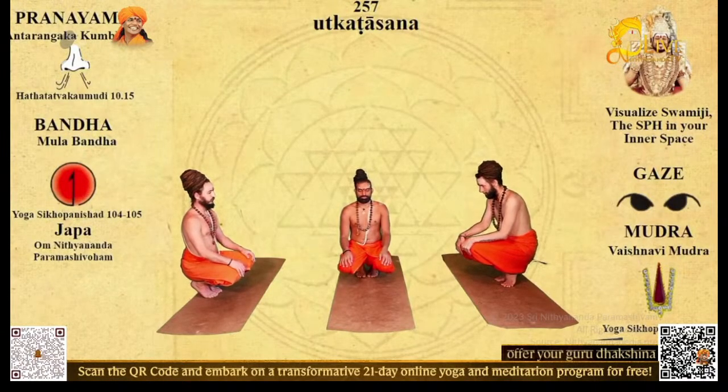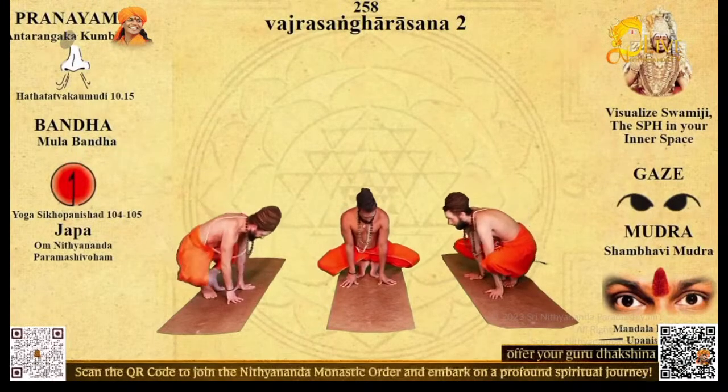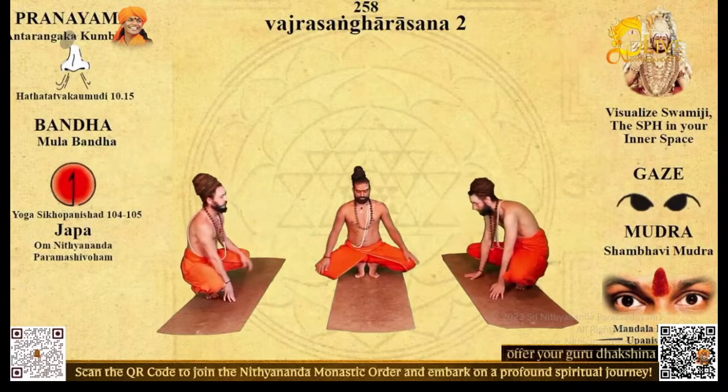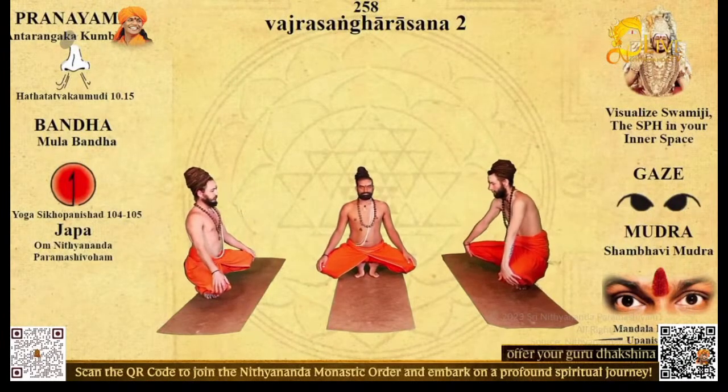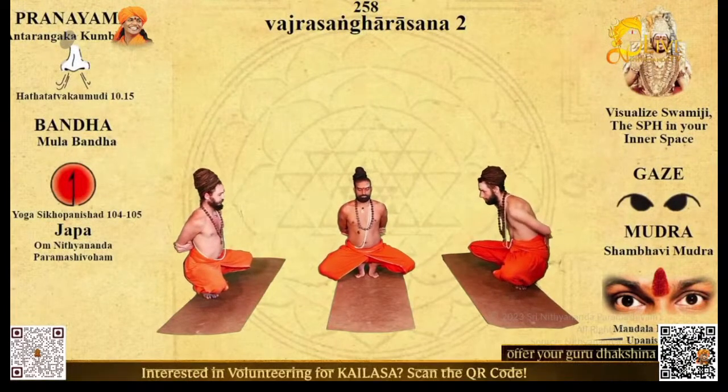Next up is Vajra Sangarasana 2. Now, keep the toes tucked, heels and soles of the feet together, open your legs wide, and hold on to opposite elbows behind your back as you visualize Swamiji in your inner space.